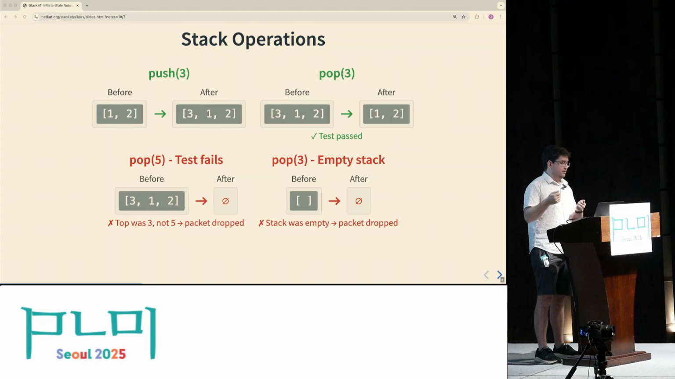So if the stack's current top is the actual number, then it pops it off. Otherwise, it non-deterministically fails. So here you see in the bottom, if the top of the stack doesn't match, it fails, so the program behavior is the empty set. And if the stack was empty, it also fails.